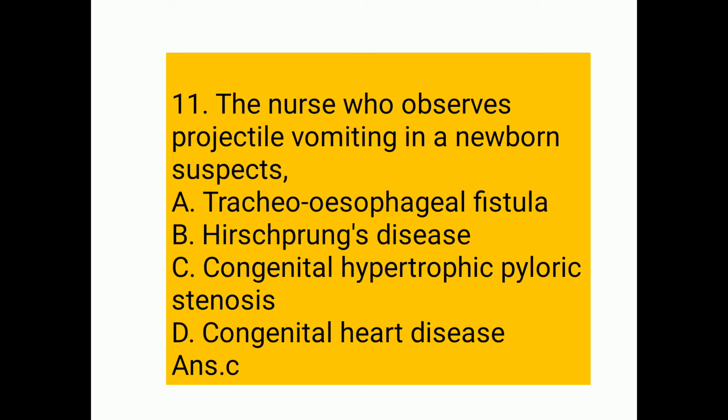11th question. The nurse who observes projectile vomiting in a newborn suspects. Options are tracheo-oesophageal fistula, Hirschsprung's disease, congenital hypertrophic pyloric stenosis, congenital heart disease. Correct answer is congenital hypertrophic pyloric stenosis, option C.